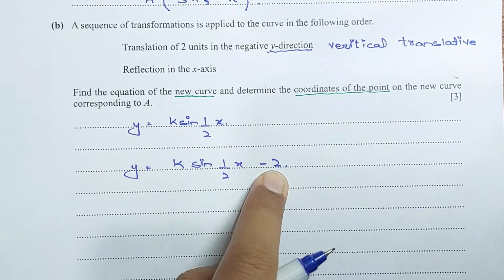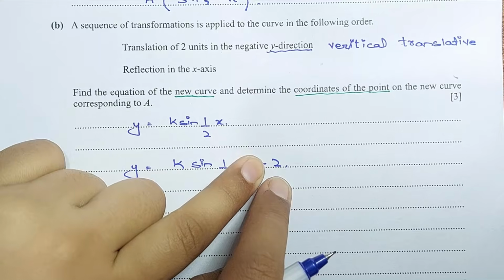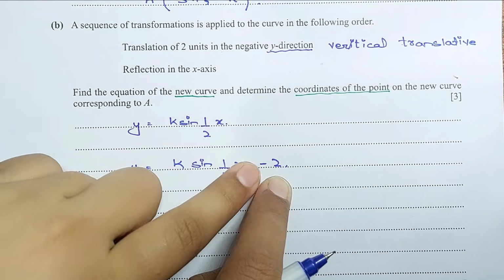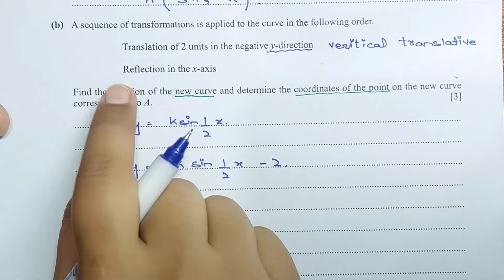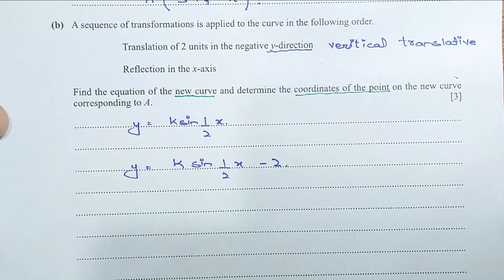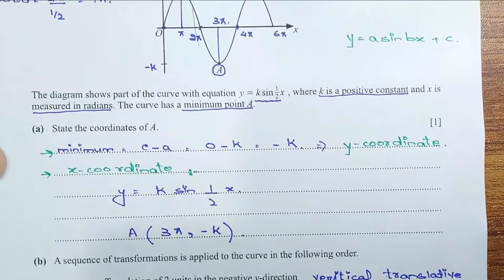For vertical translation, we have to add or subtract something. So it is 2 units. So we add or subtract 2 and it is negative. So I did the negative one. Reflection in x-axis. When we have to reflect something in x-axis, look over here.